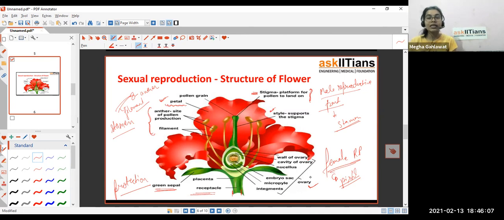Next thing is the ovary. Now, ovary is the most crucial part of the flower which you need to learn. Ovary will have several layers. It will have a wall, first of all. That wall is for the sake of protection. Next thing is the cavity. Cavity will have all different kinds of parts of the ovary, such as the ovules, which are the eggs.